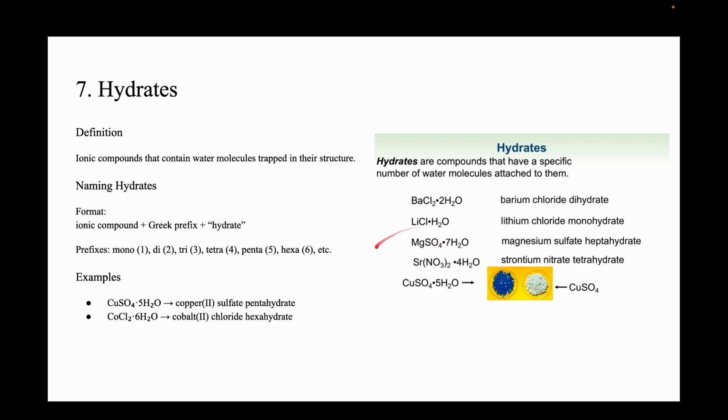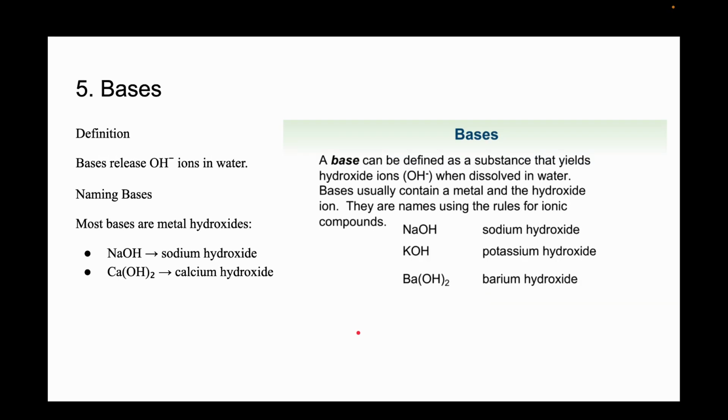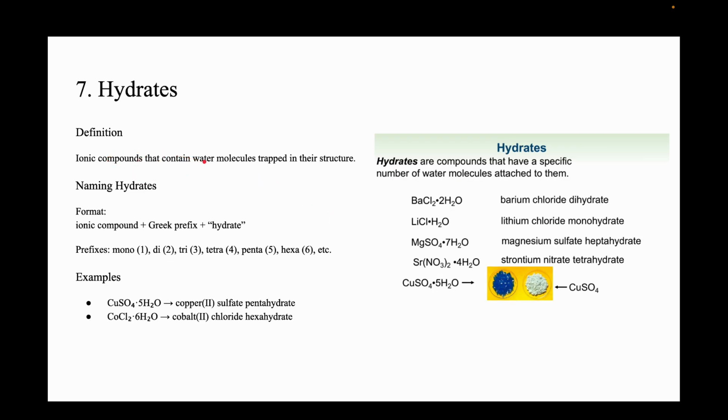And just remember that this dot in the middle is not a multiplication symbol, it's going to be "with." So it's barium chloride with dihydrate. So that's pretty much it. We have just a couple examples over here. Yeah, bases and hydrates are going to be pretty straightforward. And again, bases are just ionic compounds which have hydroxide ions. Hydrates are ionic compounds which have water molecules trapped inside.